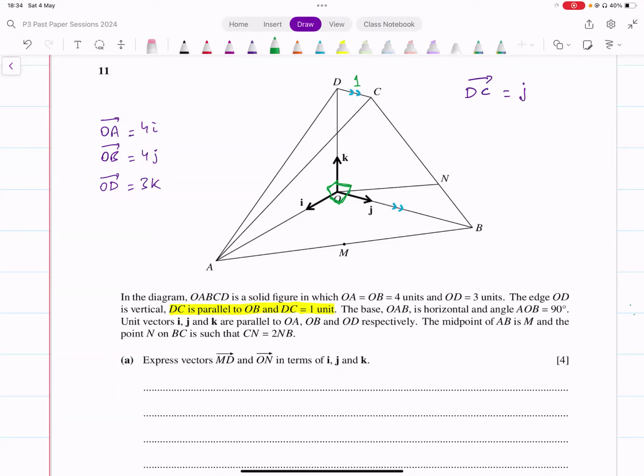All right. Now, the midpoint of AB is M. You can see that in the diagram as well. This point is M. And the point N on BC is such that CN equals 2 times NB. CN is 2 times NB. So if this length is 2, this length is 1.